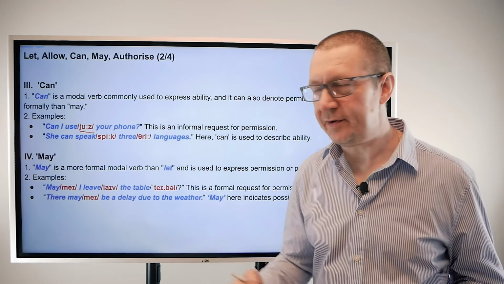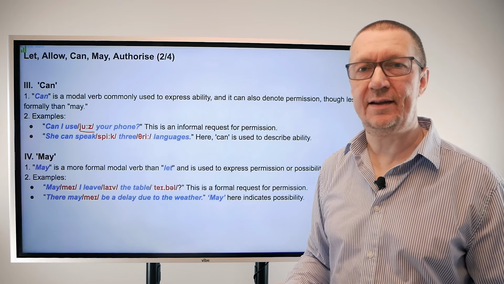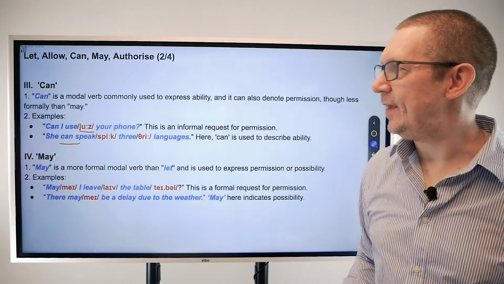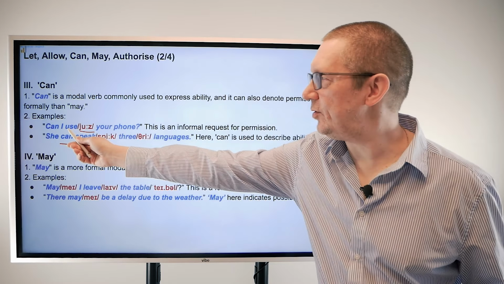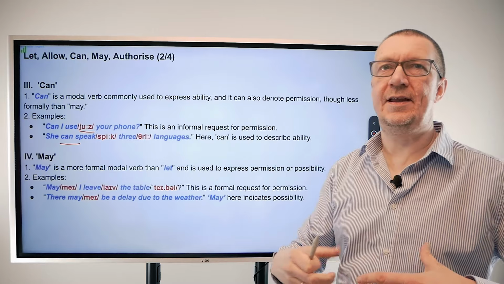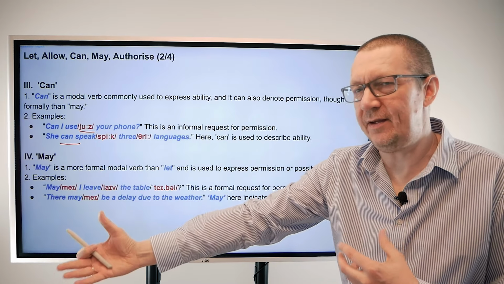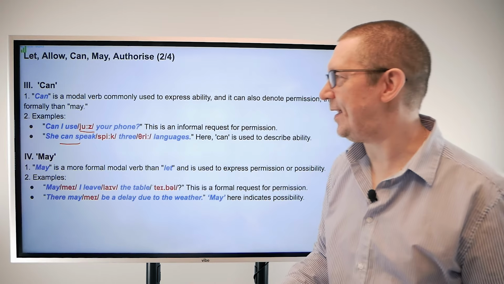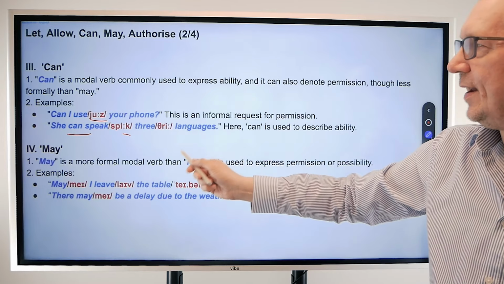So the second example here is, she can speak 3 languages. She can speak 3 languages. So in this sense, it's about ability, okay? It's expressing ability. So here we were talking about the request to do something, or the request to be able to do something. But here we're talking about her ability to. She can speak. So she can speak 3 languages.